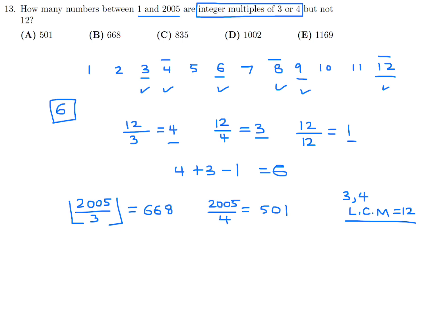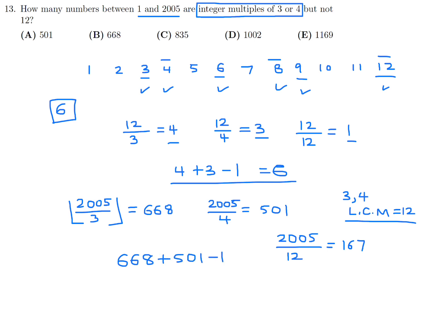So you then would have to take away the overcount. So 2005 divided by 12, and that is 167. So now, just like we did there, 668 plus 501 minus 167, and that is 1002. This is how many are integer multiples of 3 or 4. All right? That's the first part of the question.